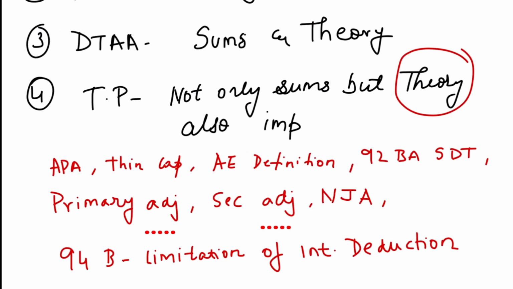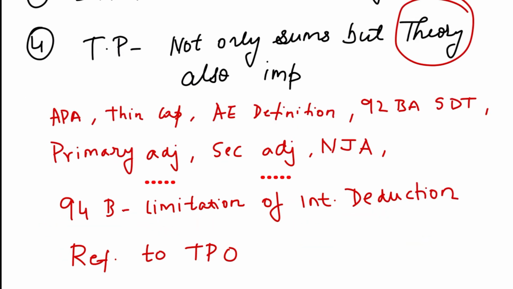APA, Advanced Pricing Agreement, Thin Capitalization, Associated Enterprise Definition, Section 92BA, what are primary adjustments, what is secondary adjustment, 94A, Notified Jurisdictional Area, 94B, Limitation of Interest Deduction, reference to be made to Transfer Pricing Officer, as well as 94D, Maintenance of Books. Do not leave these theory topics. They are being equally tested for 8 marks or 6 marks in the exam.